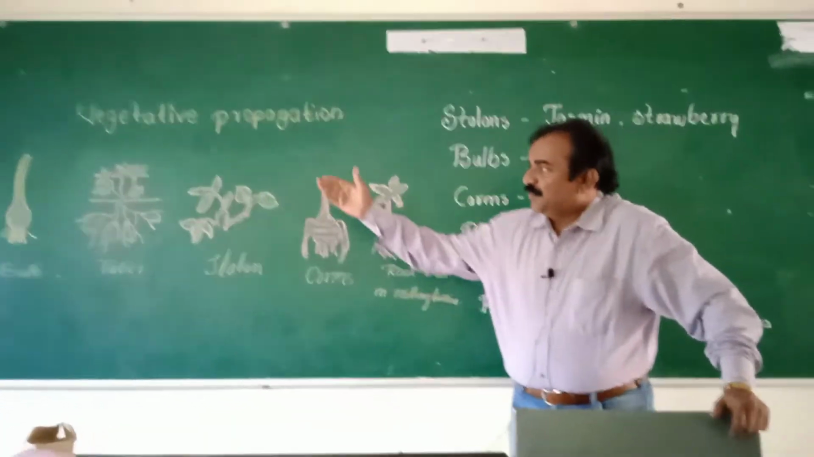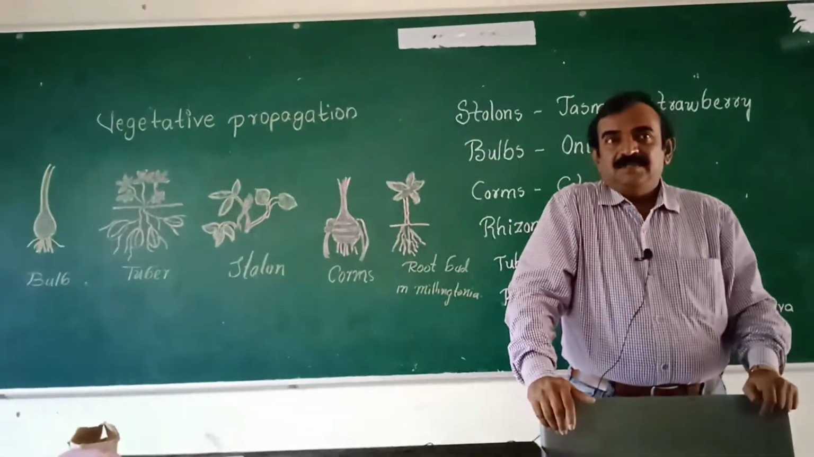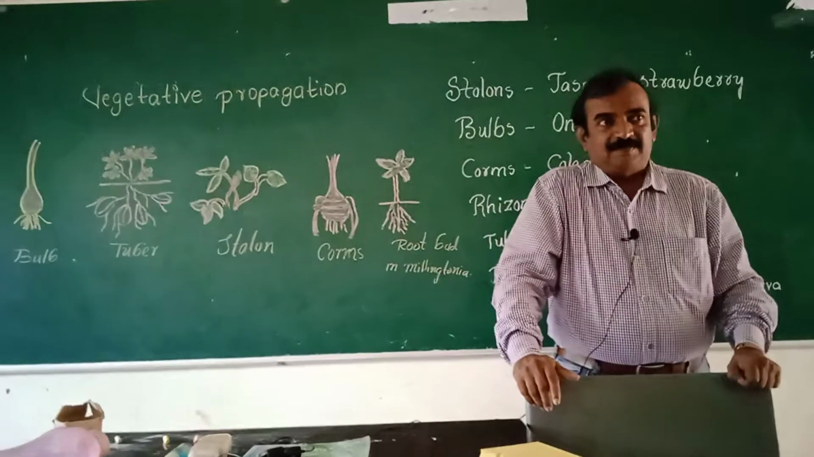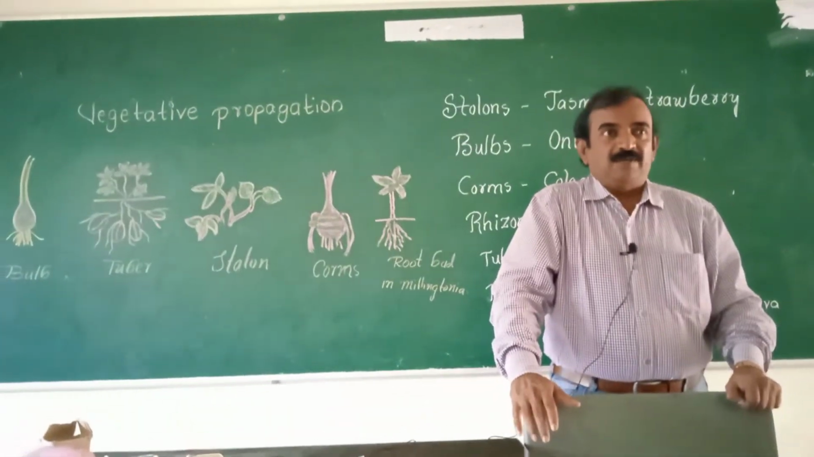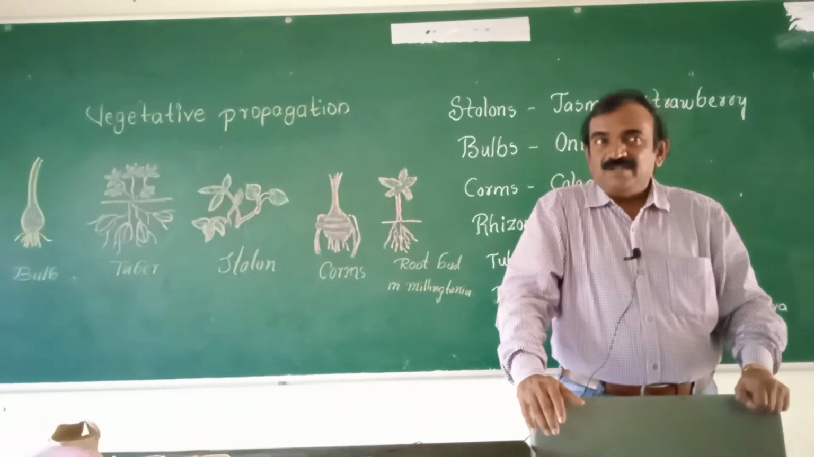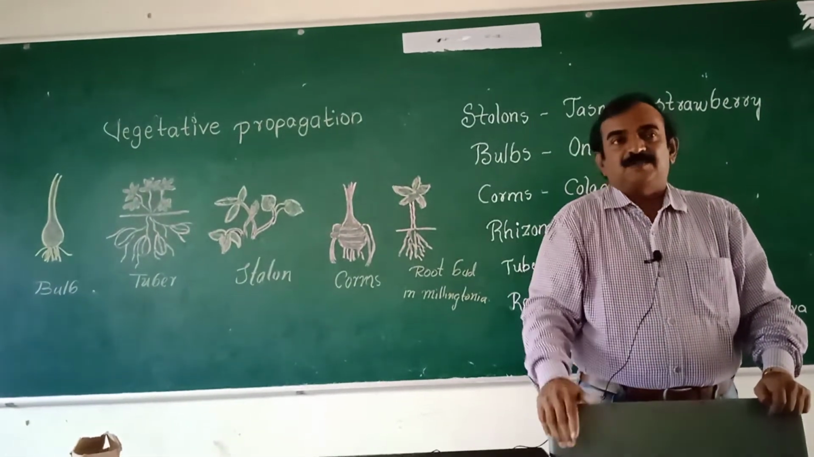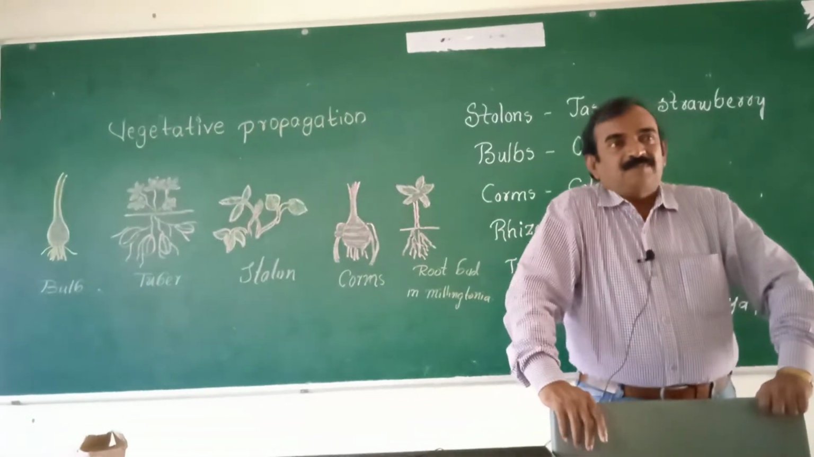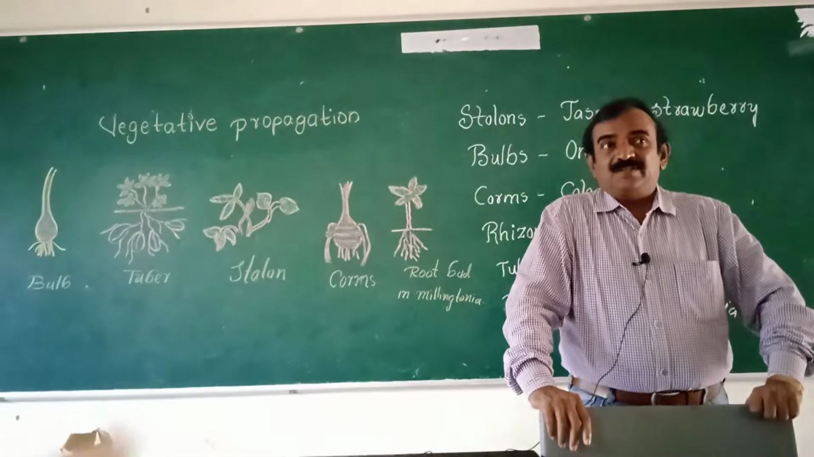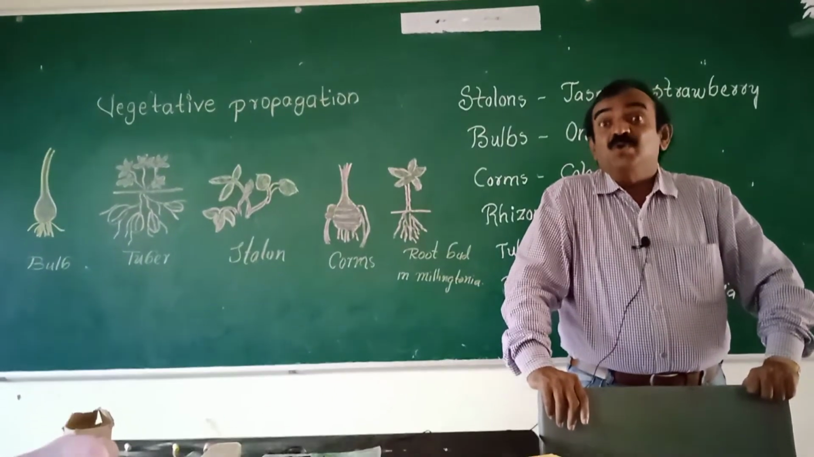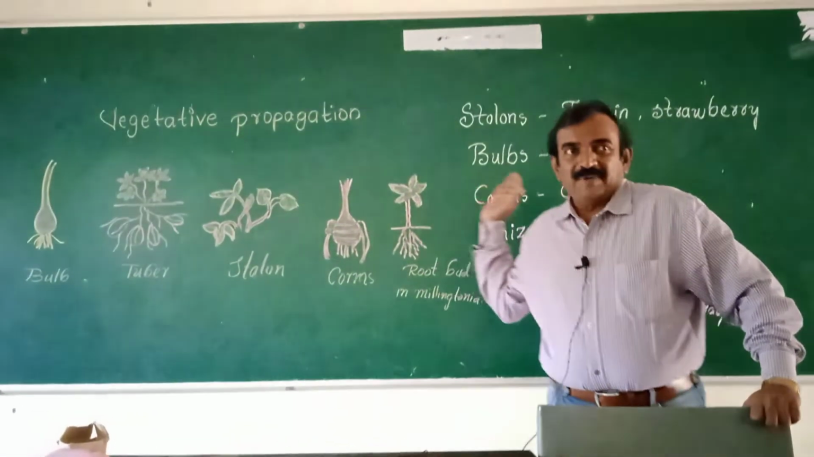Here you see the first one, page number 119. There you see bulb. It is a modified stem. Then you see tuber in the case of potato. Next you see stolon. Example: strawberry and jasmine. Next you see colocasia, corm. And next you see root bud, Malictoria. That is root, but the remaining are stem.